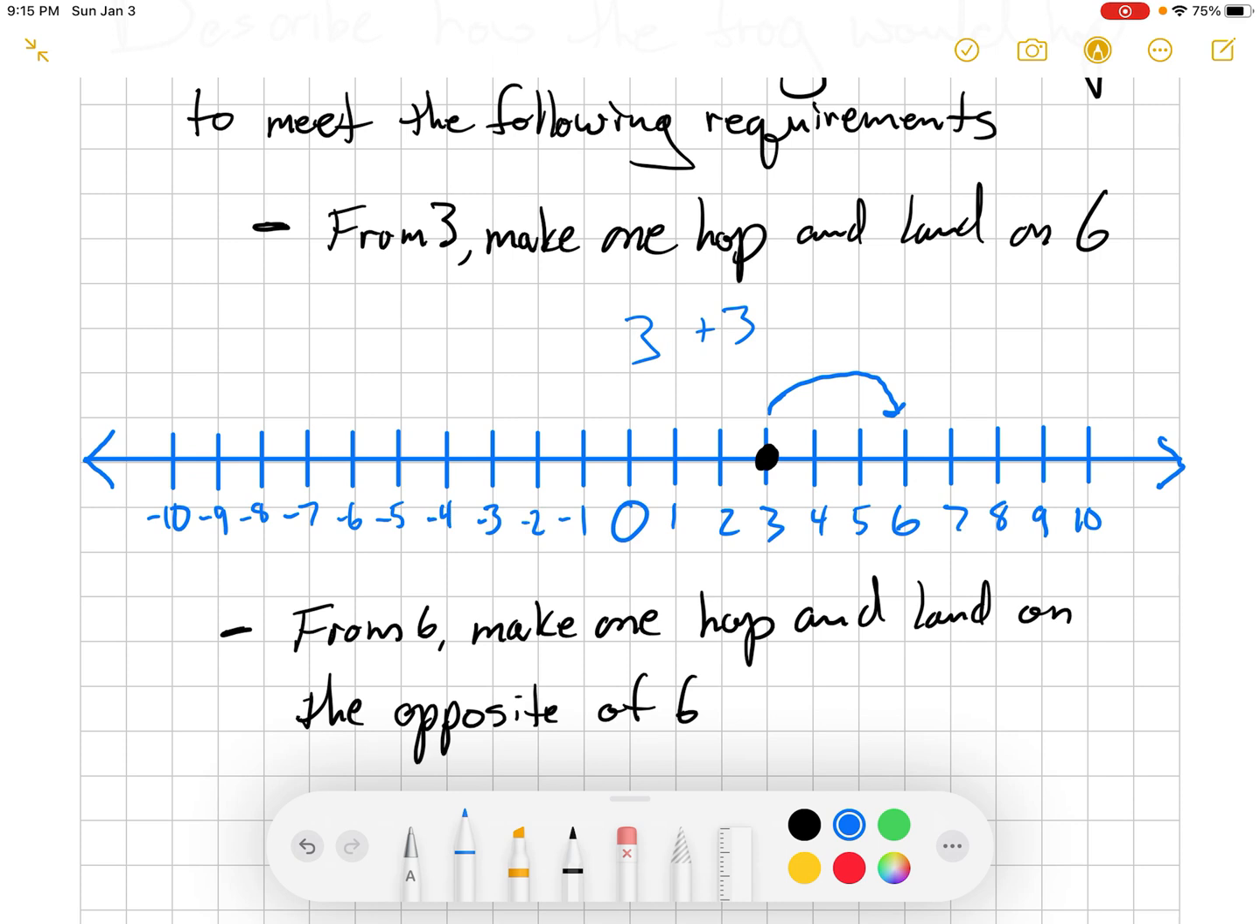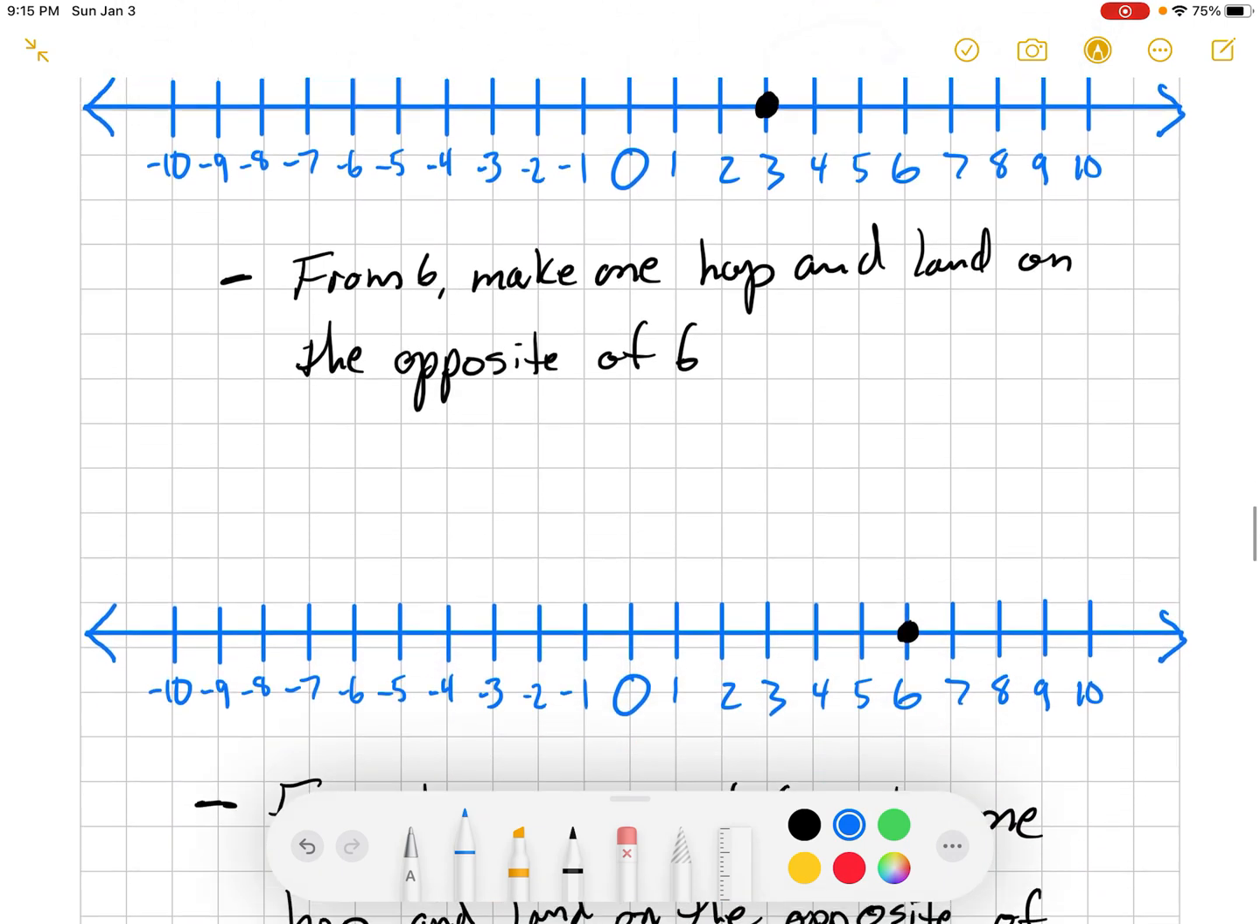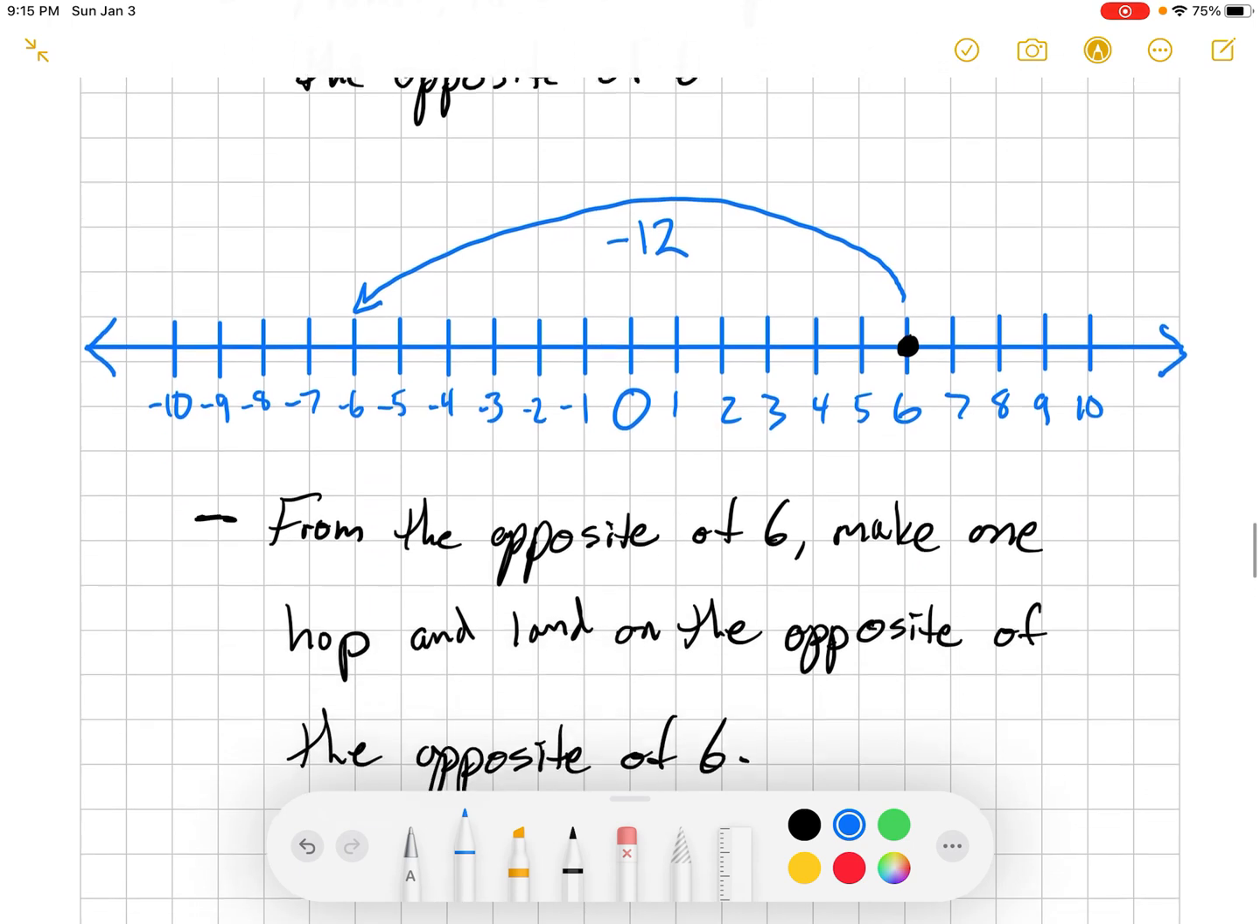From 6, now down there in the black, make 1 hop and land on the opposite of 6. All right, so here we go. The opposite of 6 is negative 6. So what was that movement? That movement was a minus 12, a minus 12 to get from 6 all the way to the opposite of 6.